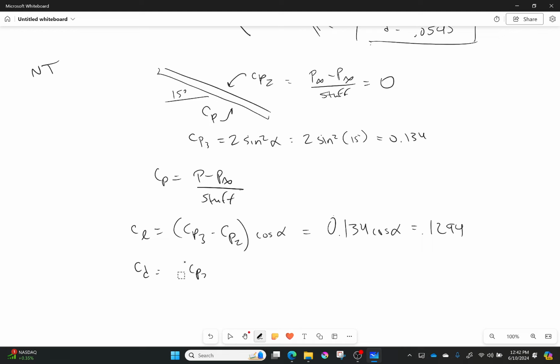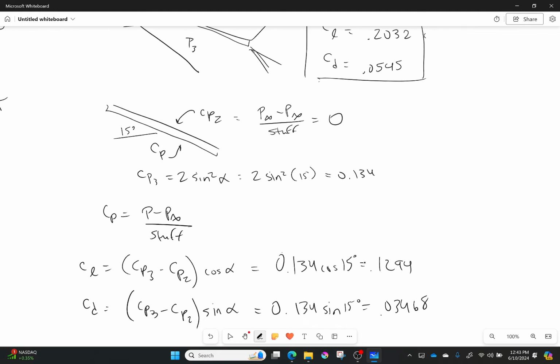And my coefficient of drag is going to be equal to CP3 minus CP2, and it's going to be sine of alpha this time. We're just doing the opposite component. That's going to be 0.134 sine of alpha, sine of 15 degrees. That's going to be equal to 0.03468. Okay, looking there, we can already see that they are quite different than my earlier results.